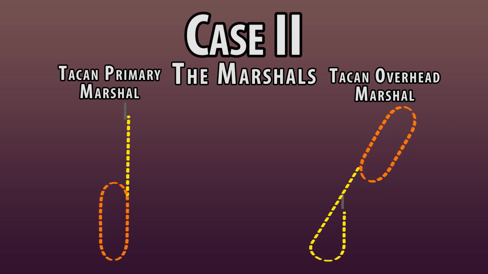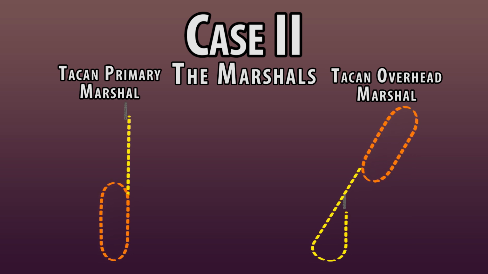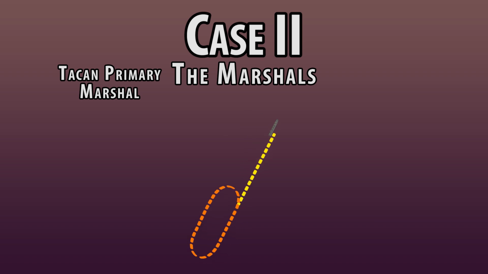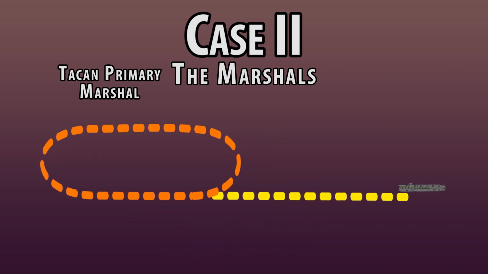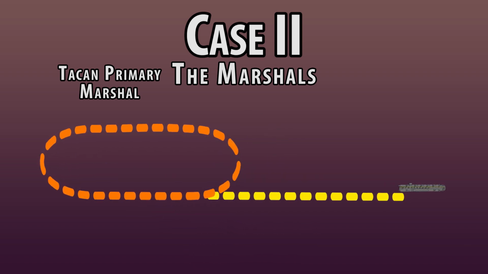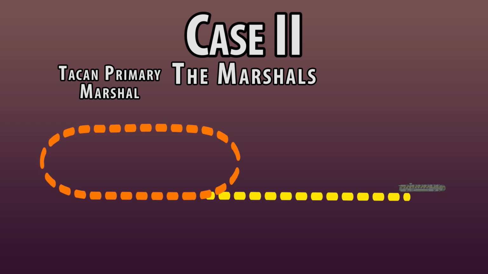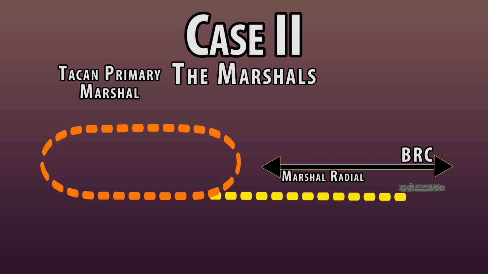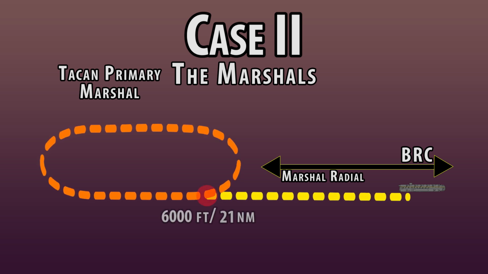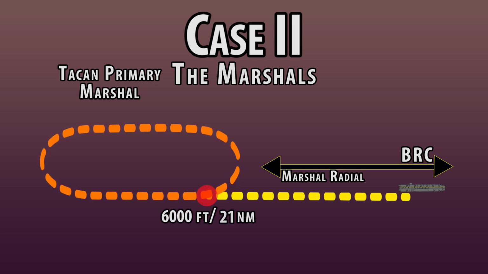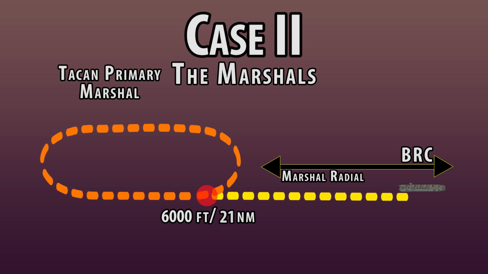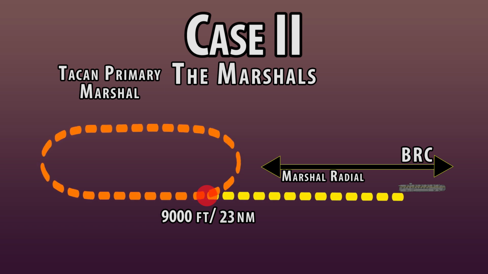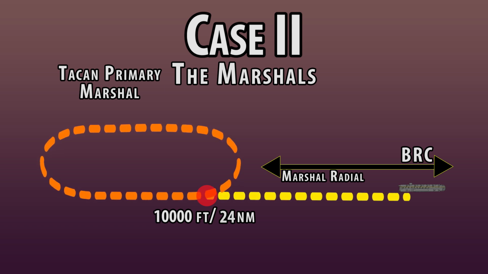The Marshal controller would let you know which is in effect as you call inbound, as well as your place in the Marshal. The TACAN primary Marshal is a left-hand holding pattern oriented on a 180-degree relative bearing from the BRC, or base recovery course. This is roughly the bearing the ship is steaming in. The holding patterns start at 6,000 feet and 21 miles DME, going up 1 mile and 1,000 feet for every aircraft or group in the Marshal.